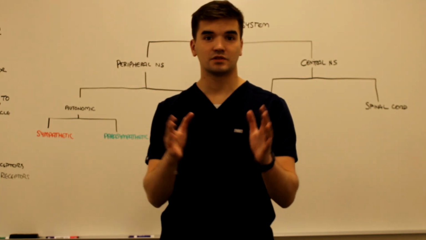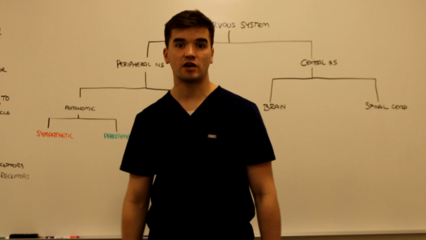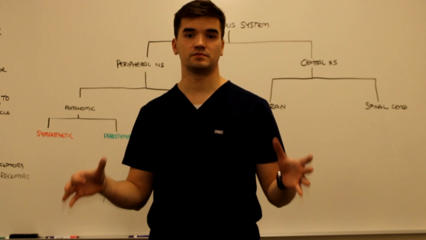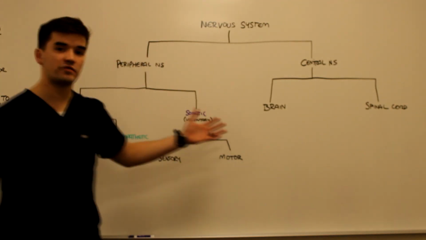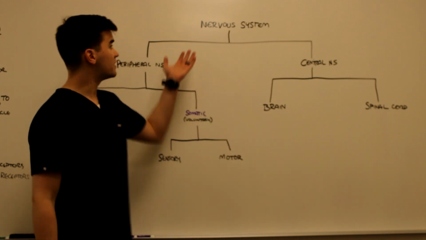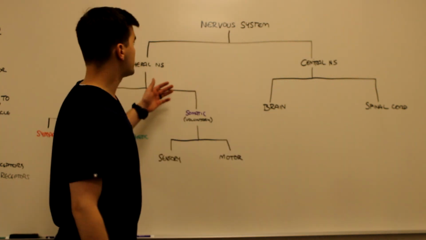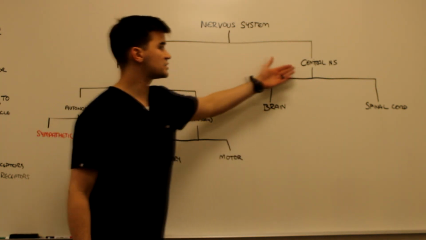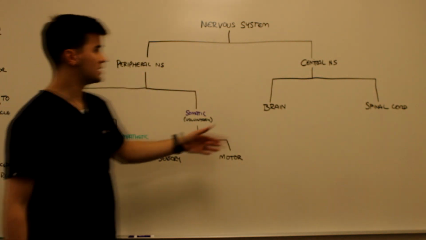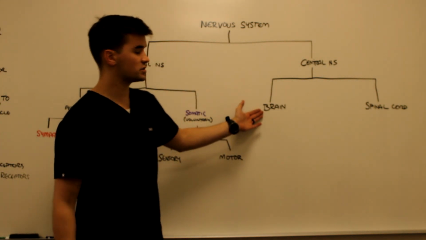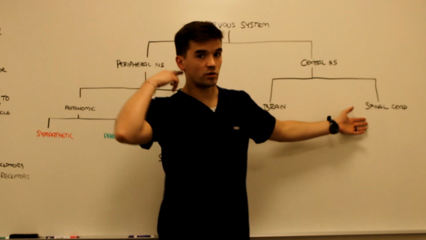Alright, we're back. Today we're going to be discussing a lot of topics under the umbrella of the nervous system. So let's get right into it. As you can see here, we have a flow chart of the entirety of the nervous system within our bodies. Within the nervous system, you have the central nervous system and the peripheral nervous system. The central nervous system is composed of our brain and our spinal cord that connects to our brain.